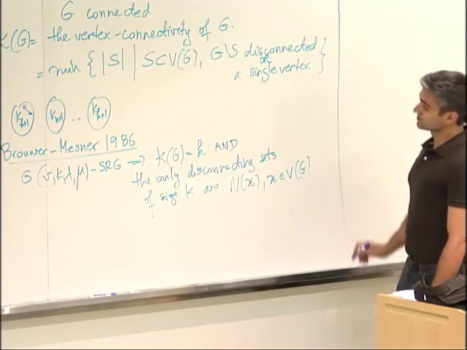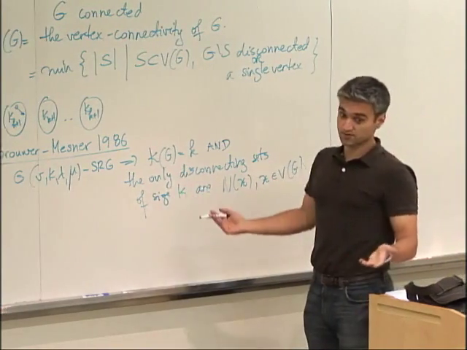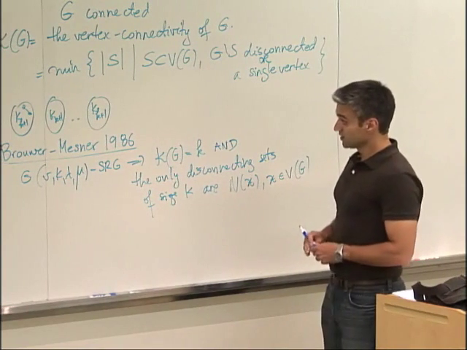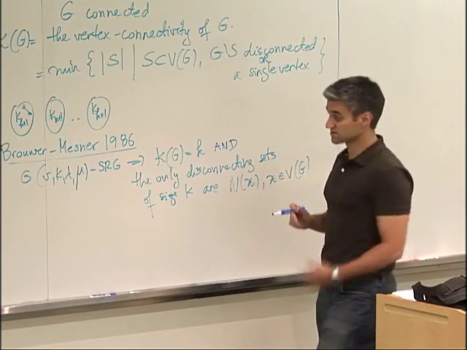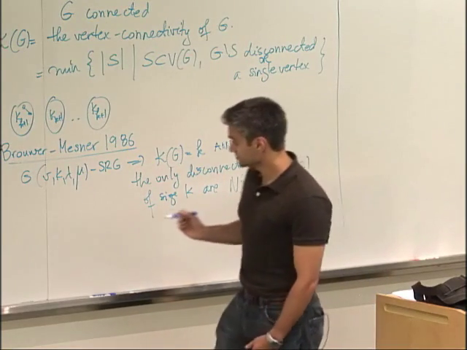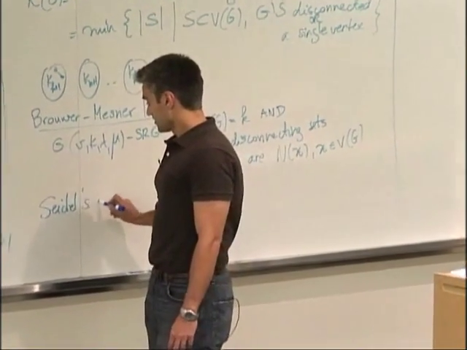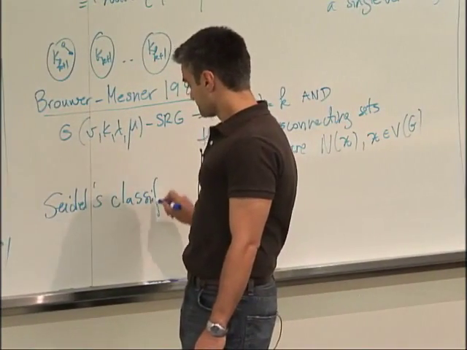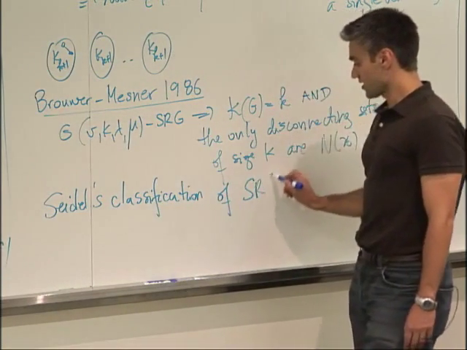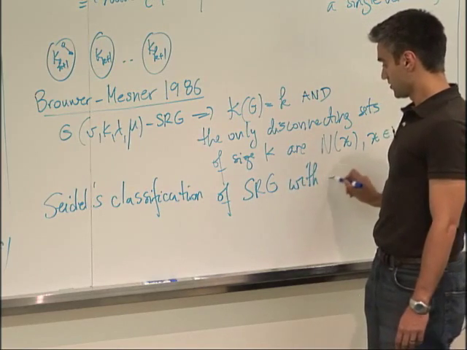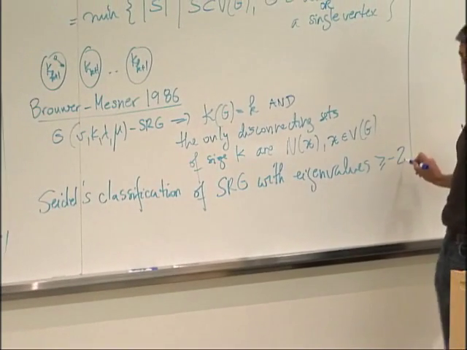And the thing that I like about the result is that it's a purely combinatorial result, but their proof makes non-trivial use of algebraic techniques. In their paper, they use Seidel's classification. Seidel classified all strongly regular graphs with eigenvalues greater than or equal to -2.